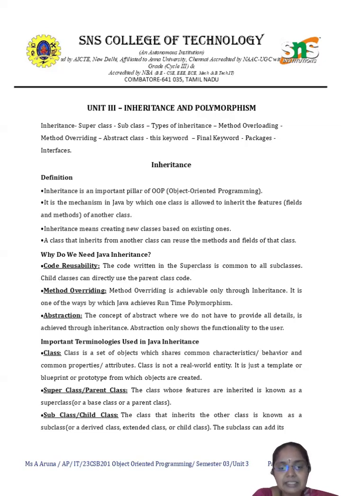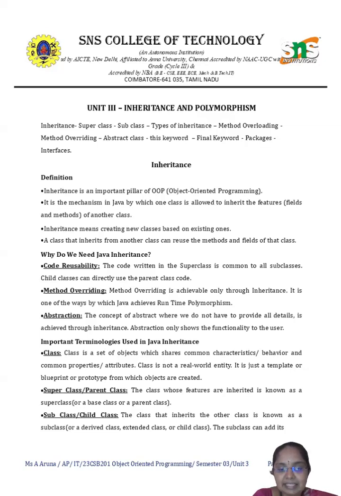What are the terminologies we use under inheritance? We use many terminologies. One is class. What do you mean by class? A class is a set of objects which has common characteristics, behavior, and common properties and attributes. A class may not be a real-world entity. It is a template, a blueprint, or a prototype from which objects are created. The second terminology is superclass or parent class. The class whose features are inherited is known as the superclass, parent class, or base class.